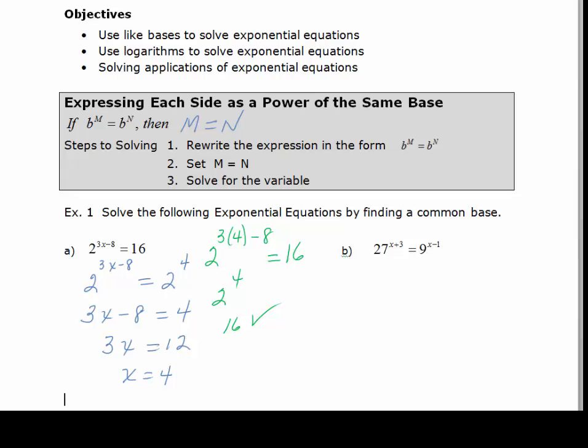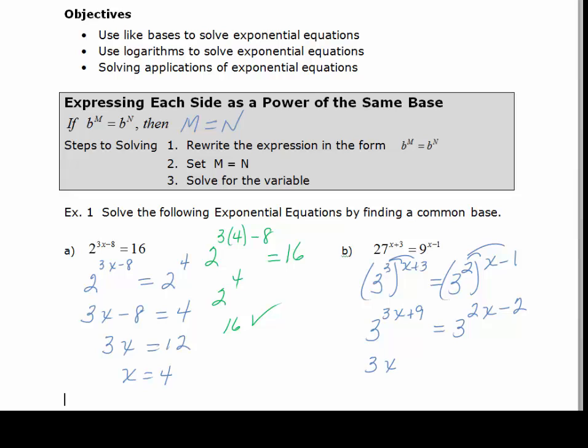Ask yourself, what base would I use if I started off with a 27 and a 9? We're going to use a base of 3, so we're going to write that as 3 cubed to the x plus 3 equals 3 squared to the x minus 1. I'm going to now get 3 to the 3x plus 9, remember to distribute, equals 3 to the 2x minus 2, again distributing that 2. When you raise a power to a power, you've got to multiply.